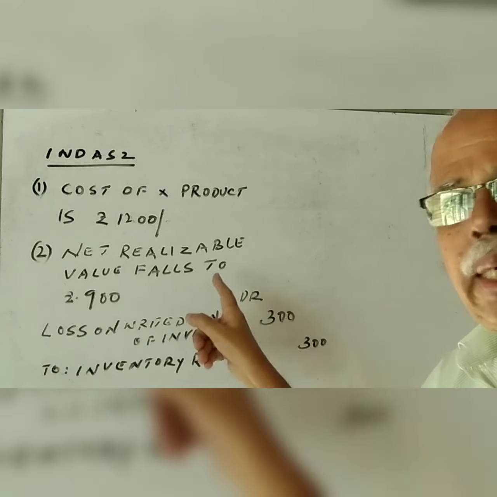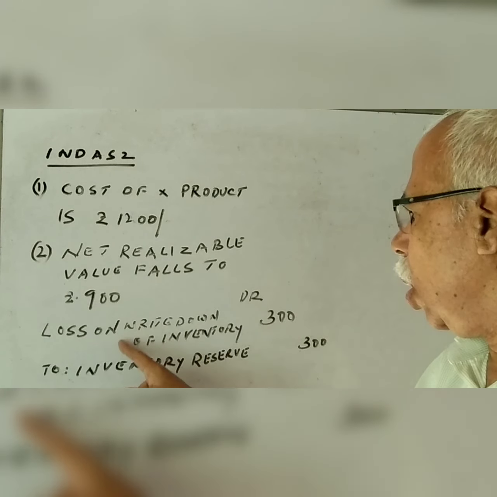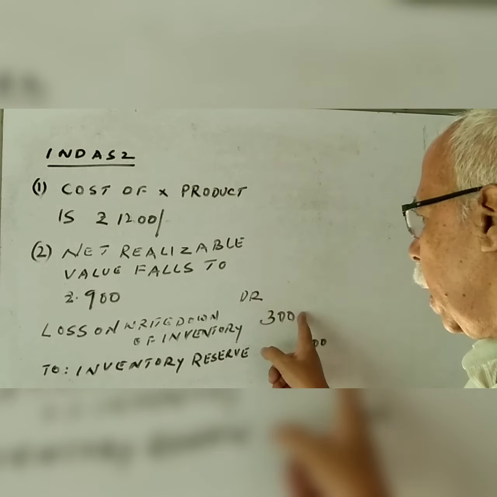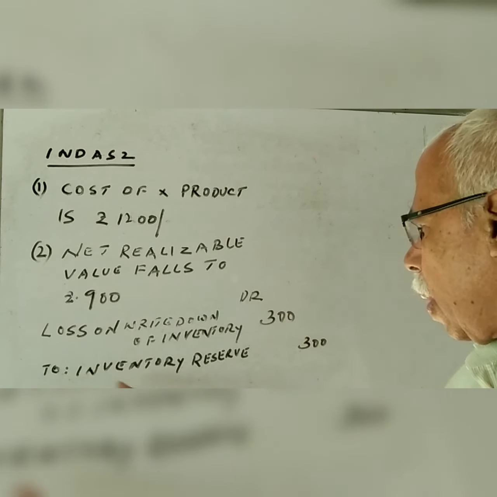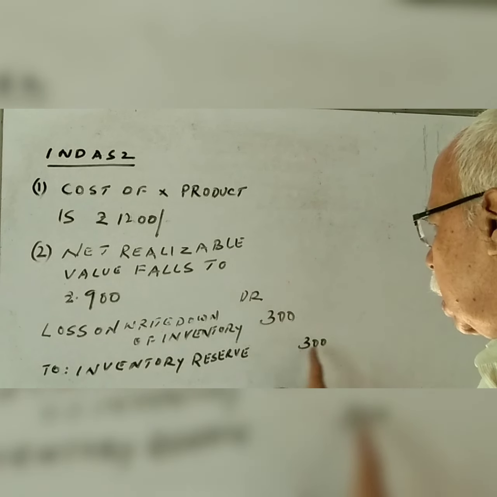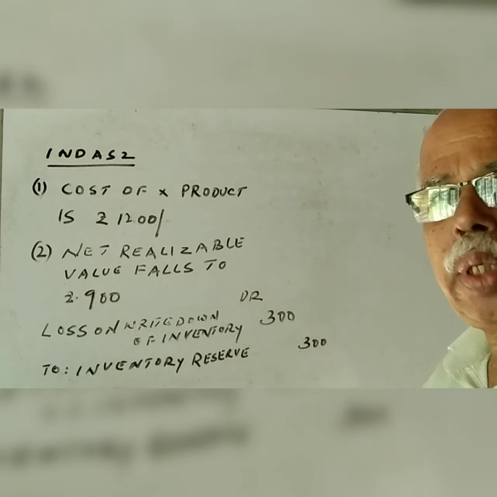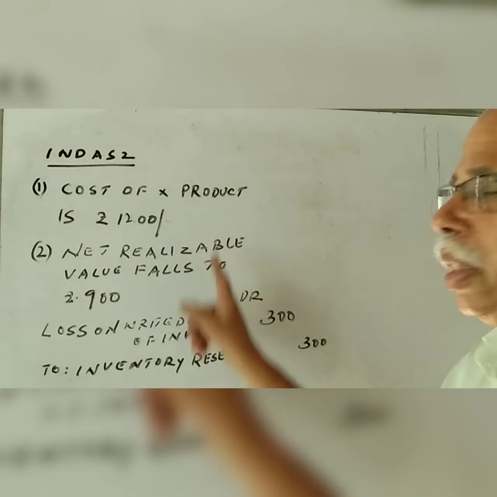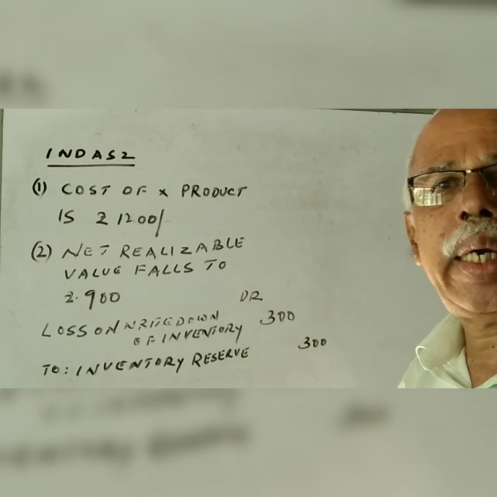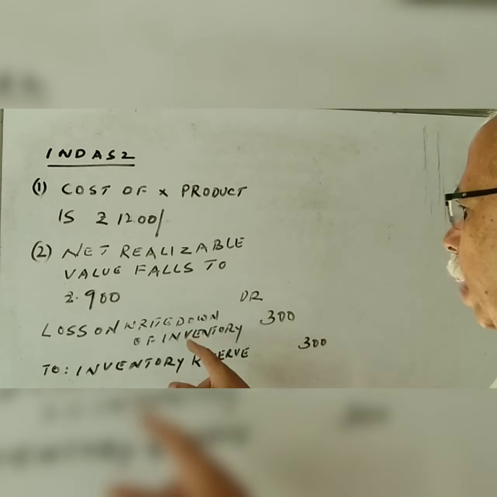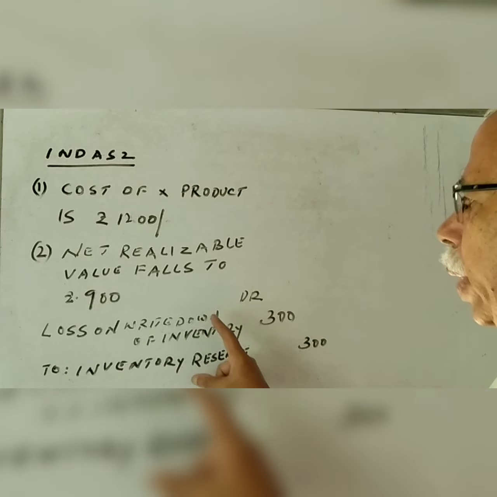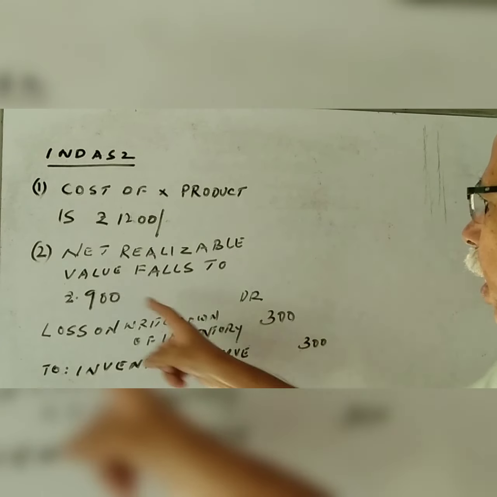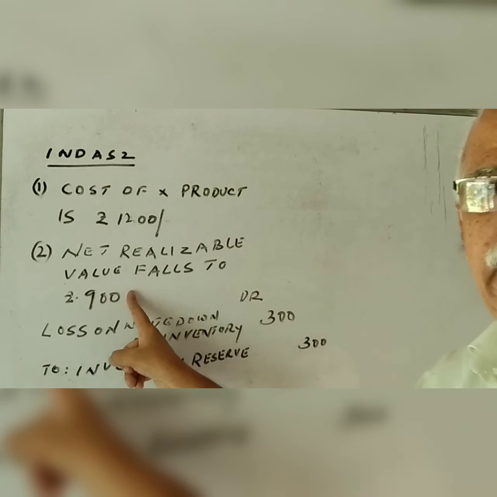The following journal entry will be passed. Loss on write down of inventory, rupees 300. This is debit. To inventory reserve, 300. Write down of inventory to net realizable value. This is how the write down is carried out. In the trial balance, these two items will appear separately, but in the balance sheet they will be netted off and only 900 will be shown against inventory.